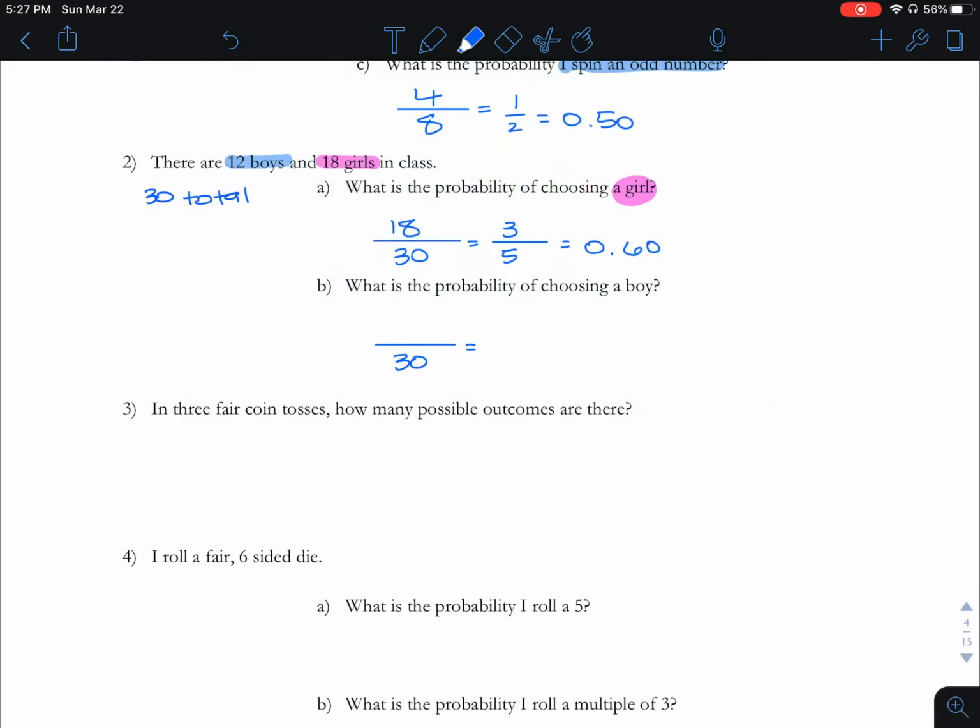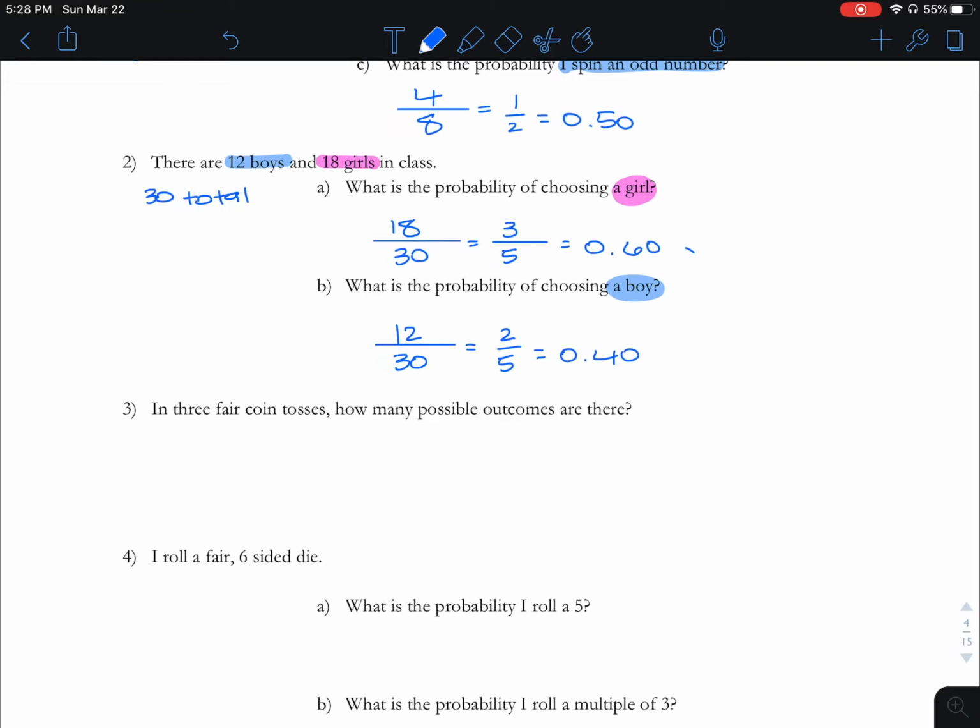Let's talk about the probability of choosing a boy. All right. Well, how many boys do I have in the class? I have 12. Okay, so if I were to randomly choose some random student within a class that has 12 boys and 18 girls, the probability of me choosing a boy, I have 12 options over the total, which is 30. I can reduce this fraction. I get 2 over 5. Again, if I divide by 6, put that in my calculator, 0.40.